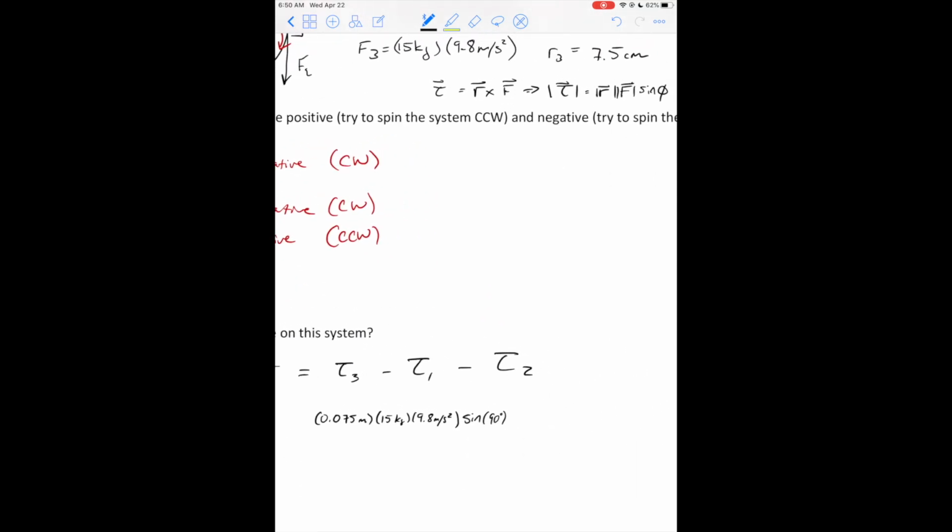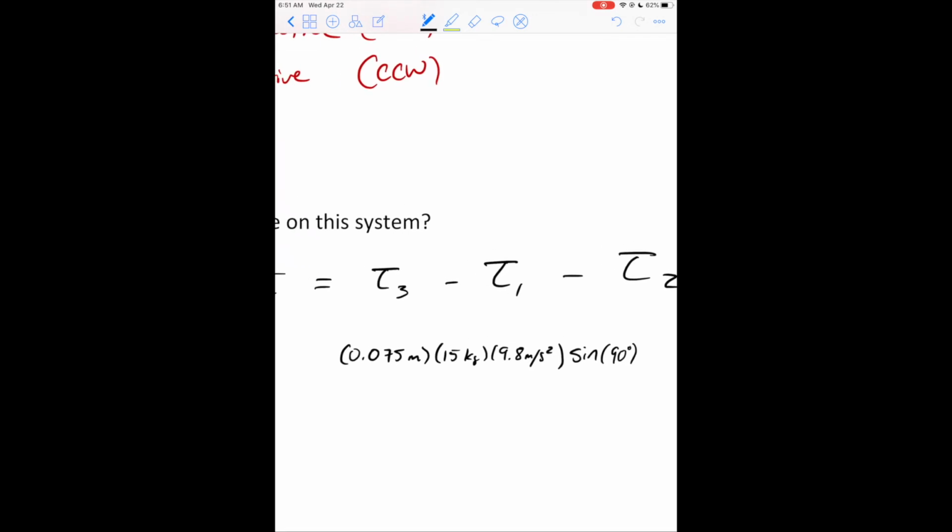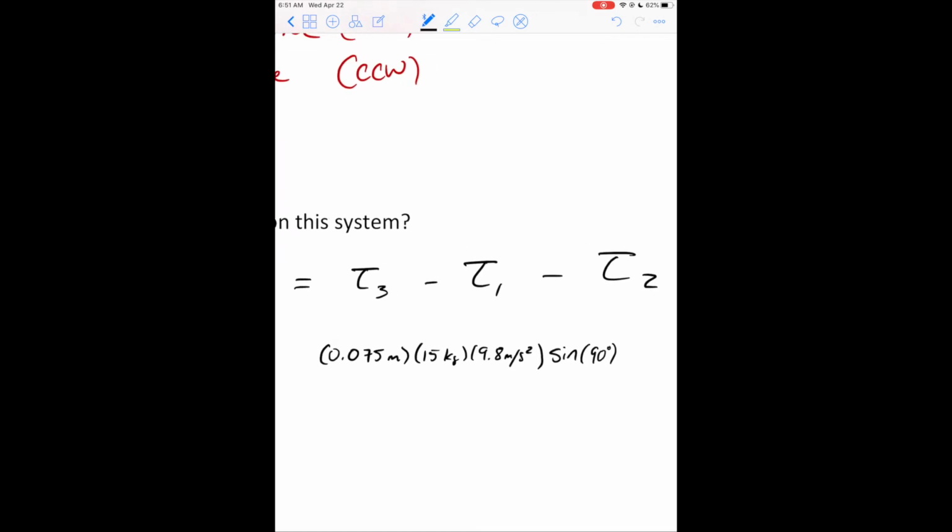So all of these torques have a sine of 90 attached to them, but sine of 90 is 1. So I'm going to include them, just trying to be as explicit as possible. Please understand that sometimes I might drop them, and it's just assumed that the sine of 90 is 1. All right, so we have our third torque here. Let's just stack these on top of each other.